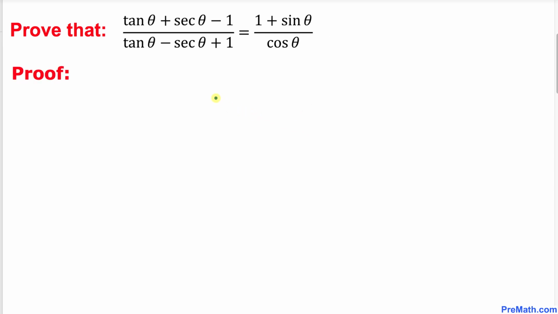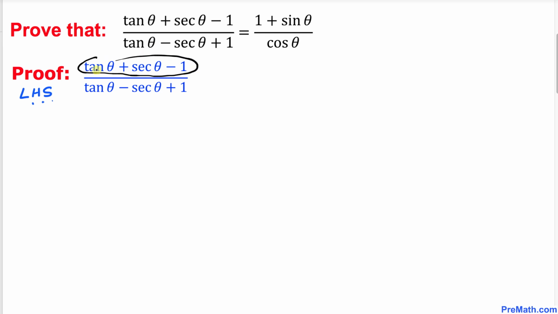So let's go ahead and get started with the proof. And here's the very first thing we are going to do. Let's focus on the left hand side of this equation. And here I have copied it down. And now let's focus on the numerator part. We are going to manipulate this numerator part since we are dealing with the tangent theta plus secant theta.